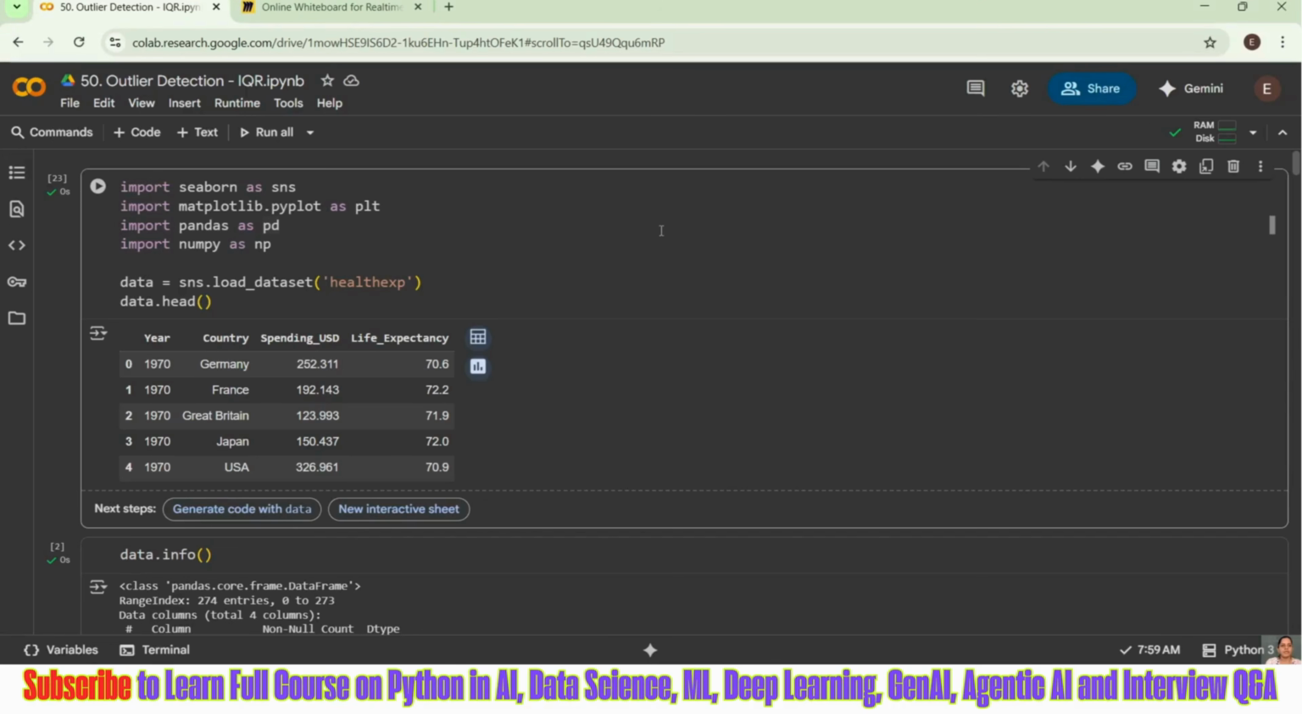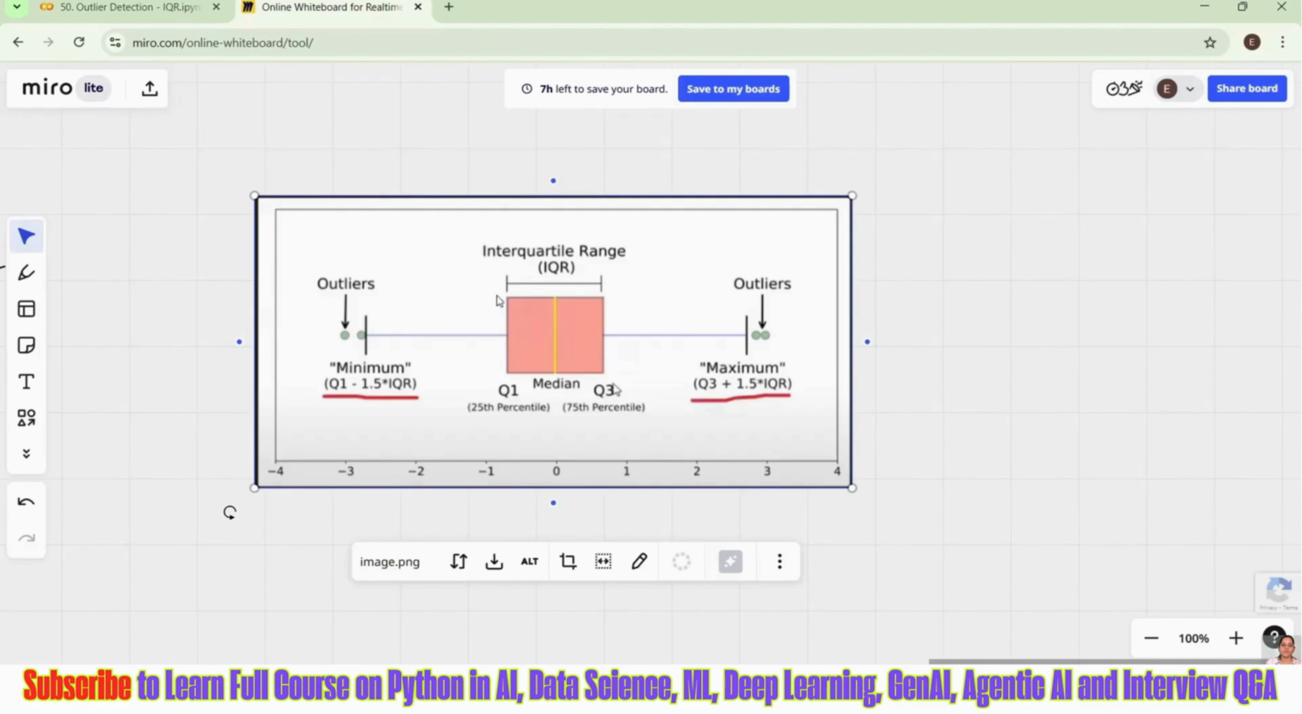And without delay, let us start with our topic. Now let us understand how to detect outliers based on the interquartile range method. Now let me take you to the whiteboard. I want to show how that whole thing comes about.